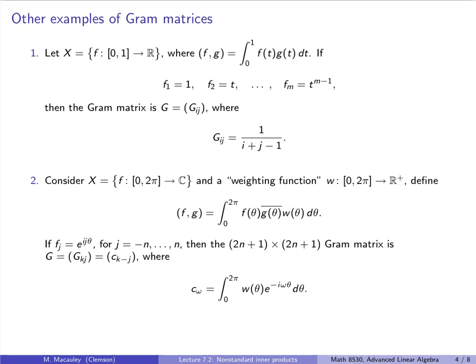And remember the formula for a Fourier coefficient. c_omega is the integral from 0 to 2 pi of w of theta e to the negative i omega theta d theta. And this is negative because it's the complex conjugate of this function. If you want to know more about this, there's a lot more I could say. I would encourage you to go back and watch that video on generalized Fourier series and Sturm-Liouville theory.